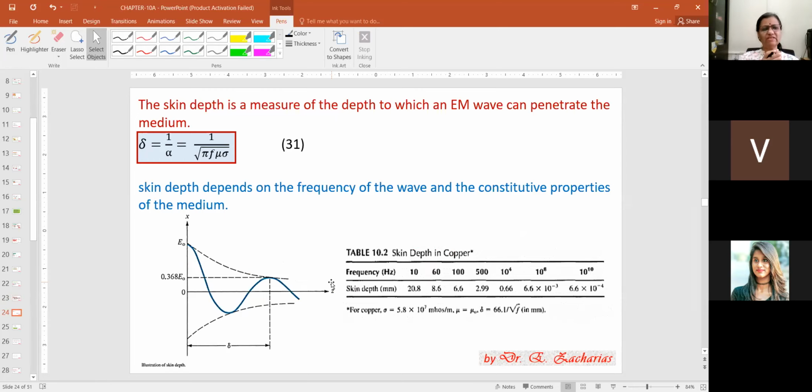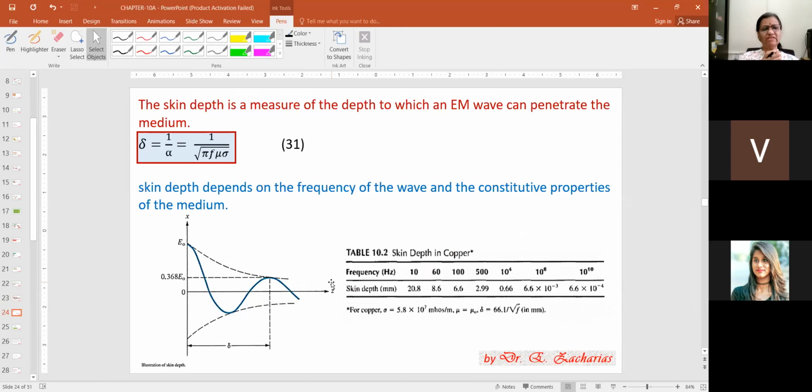The larger the frequency of the wave, the smaller will be the skin depth. So skin depth depends on the frequency of the wave and also on the constitutive parameters mu and sigma of the medium. It doesn't depend on epsilon. Here is a graph showing this. This is the surface of the conductor, where the conductor is z greater than or equal to 0, and here let us say you have some free space.